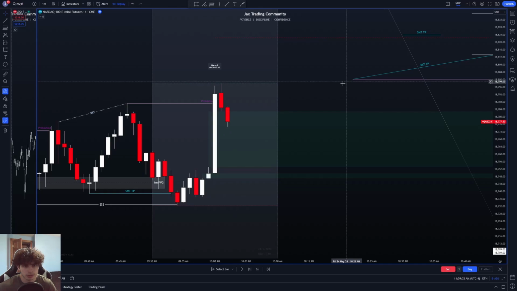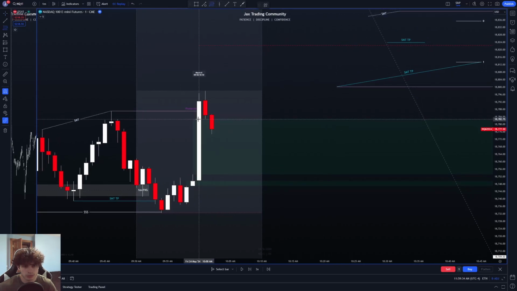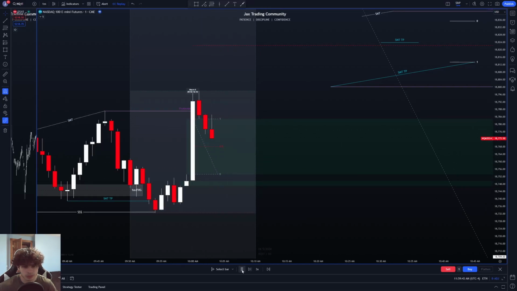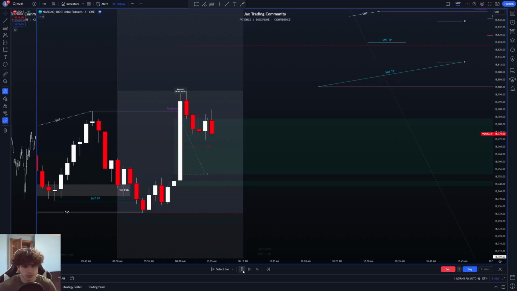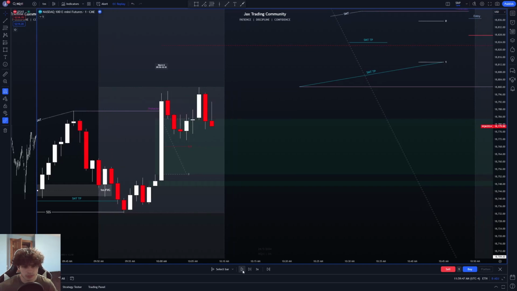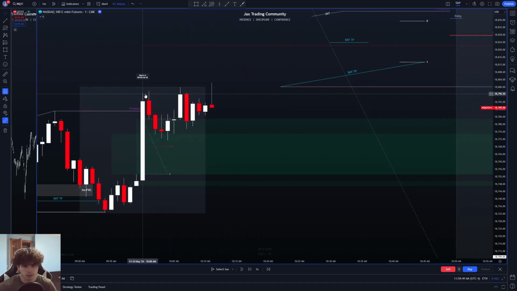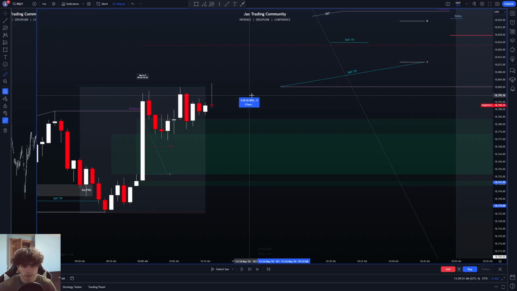You could take an entry right here, or you could do what I would do, and that is to take consequent encroachment of this fair value gap, wait for price to go into it, because I wouldn't want to risk this entire move. How big of a risk would this be? Let's see. This would be a 33-point risk. Yeah, I would never take that.